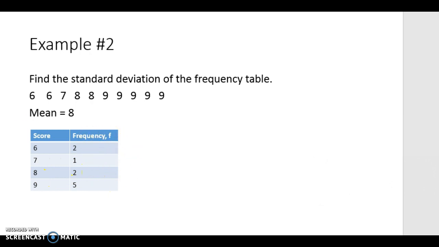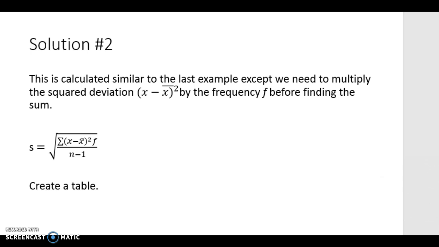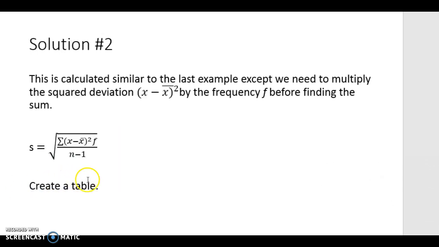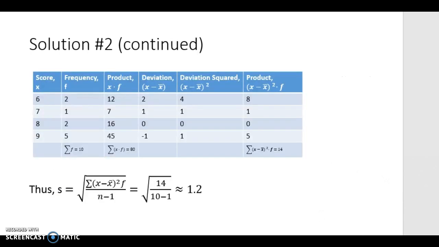Now I'm going to show you what I mean here. Just a moment. So, what do we do here? Well, we're going to use this slightly modified formula here. What we're going to do is multiply that squared deviation by the frequency before we sum all of those together. And that's the only difference between doing a frequency table and doing a normal table for normal standard deviation.